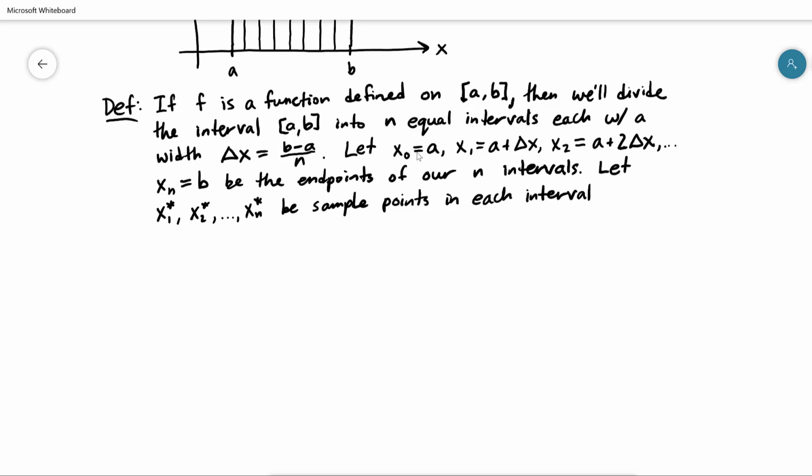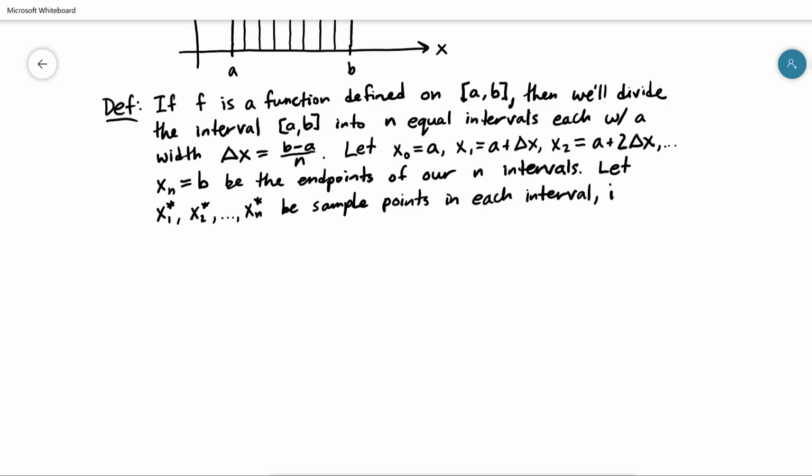Here's the two endpoints of the first interval, right? So x0, that's going to be this point over here. x1, that's going to be this point right here. I'll draw them in colors in just a minute. And this number, x1 star, needs to be somewhere in between them. So it's a sample point somewhere in that interval. So there's sample points in each interval.